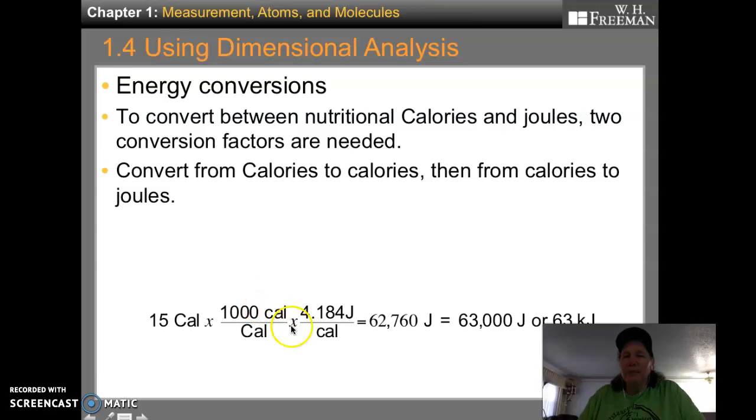Sorry, you guys. But what I did was I got rid of big calories, I got rid of little calories, and I got joules, and that's what I'm trying to do. I'm trying to convert big calories to little calories, and then calories into joules. So these are conversion factors. They're just like multiplying by 1. So I take this, and this is my answer that I get. Now I have to look at my answer because, see, this only has 2 significant figures.